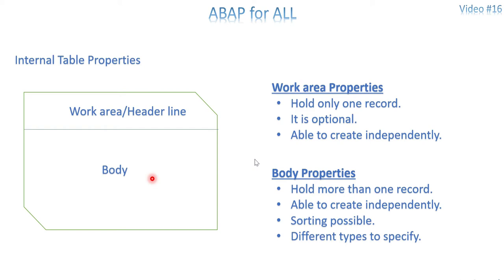Sorry, the work area, because a work area or header line can hold only one record. So sorting is not applicable. It doesn't make any sense for the work area. So most of the properties belong to the body of an internal table. We'll see everything in detail, but this session is only about how to design an internal table and the idea or properties of the internal table.